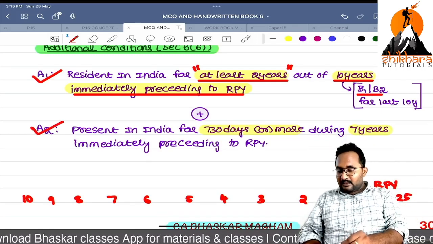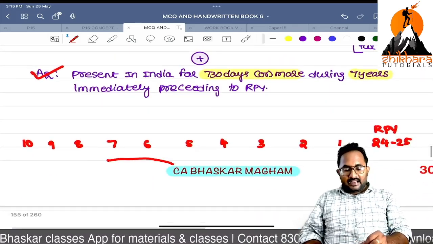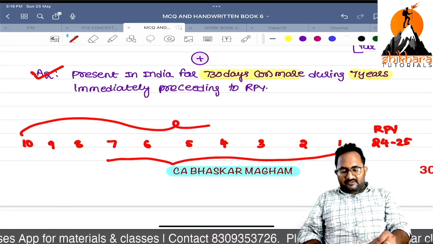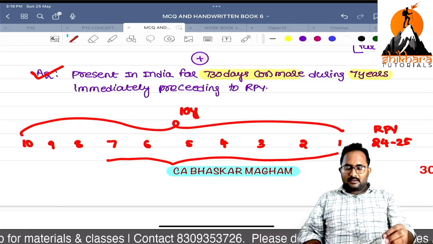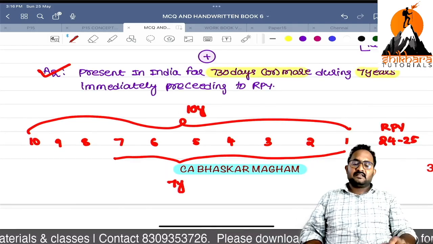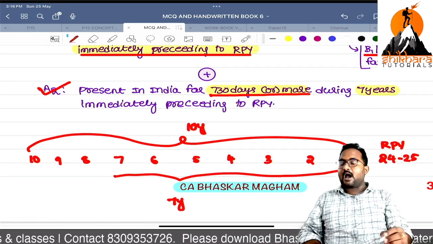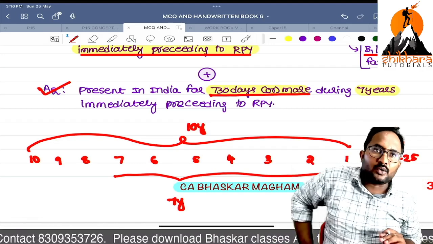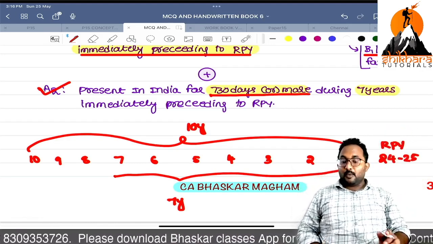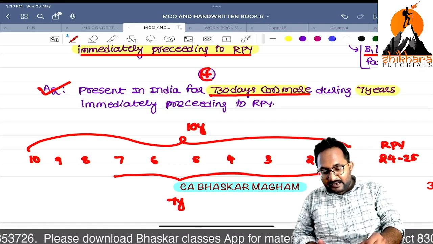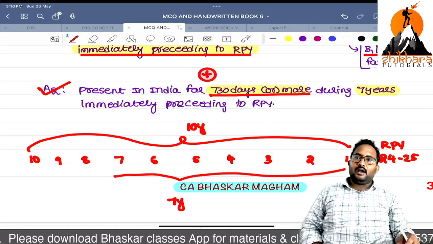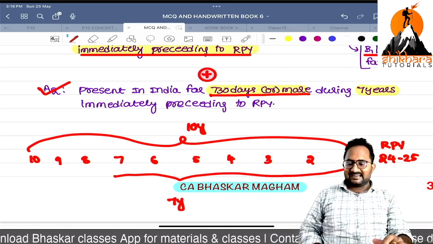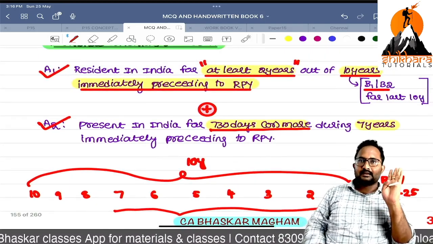Second condition: yes, we have to check the data for the immediately preceding 7 years. A1 related, we have to apply for how many years? 10 years. Next you have to apply for 7 years. In those 7 years, if he stayed in India for 730 days or more, then A2 is also satisfied. What do we mean by A2? Additional condition 2. If both additional conditions are satisfied, the answer is ordinary resident. Otherwise, not ordinary resident. So how many years' data is required for A1? 10 years of data. 10 years only.